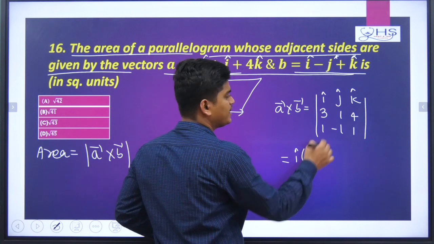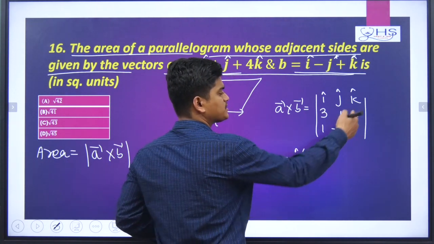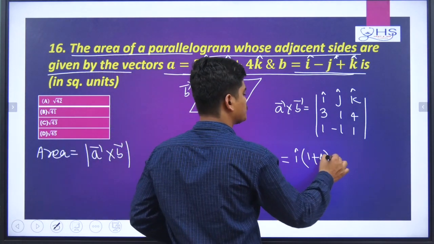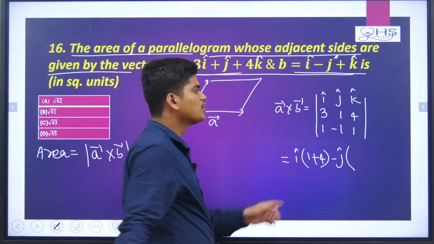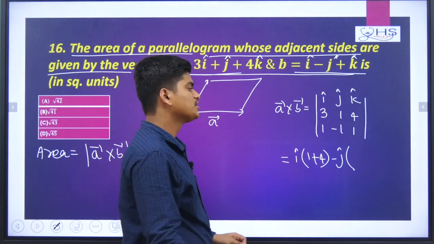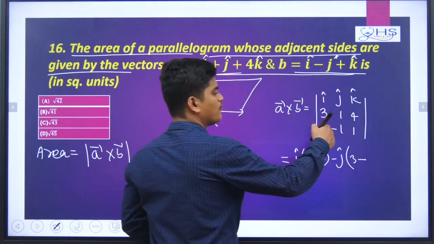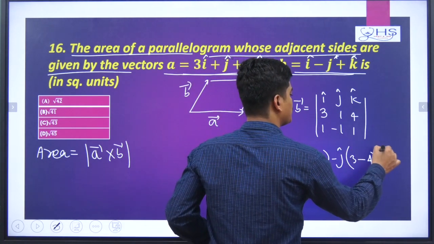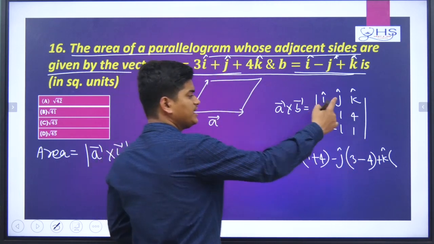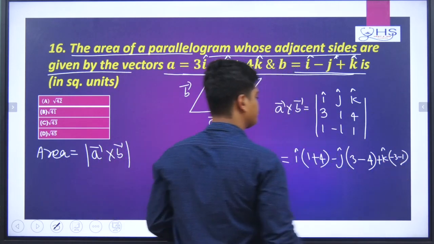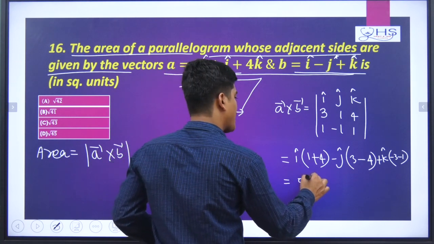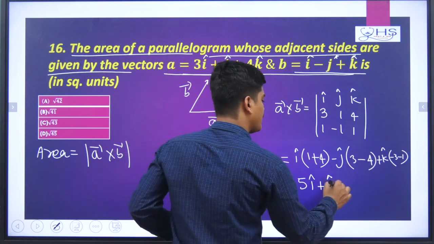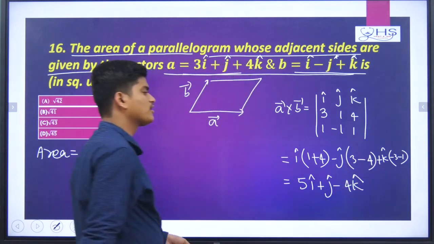Now for i cap you are finding, 1 into 1 minus 1 into 4 is minus 4, then plus 4 it will happen, plus 4. Then minus j into 3 into 1 is 3, then minus 4 into 1 is 4. So 4 j cap plus k cap, minus 3 minus 1. Now how much is coming? 5 i cap. Here minus 1, so plus j cap, and here it is minus 4 k cap. This is your A cross B.